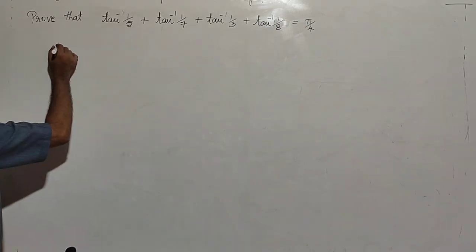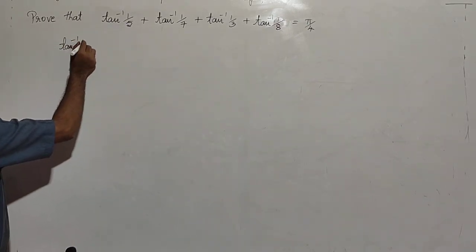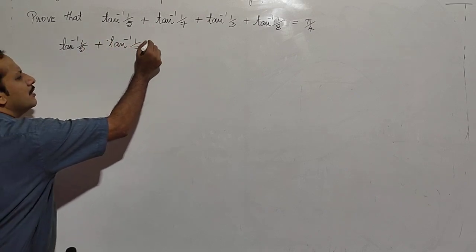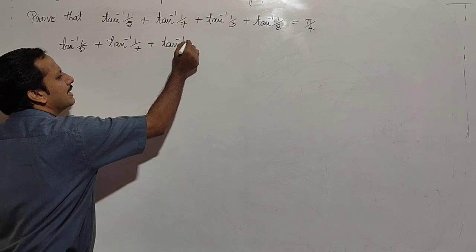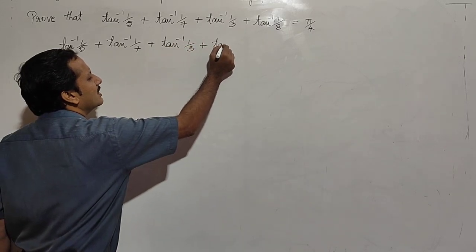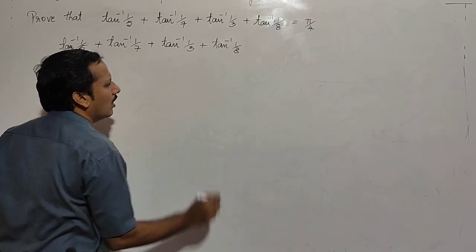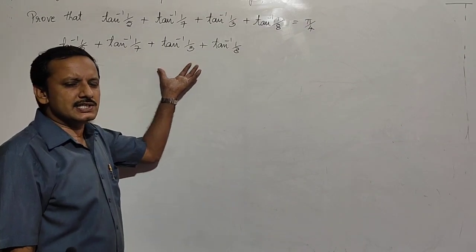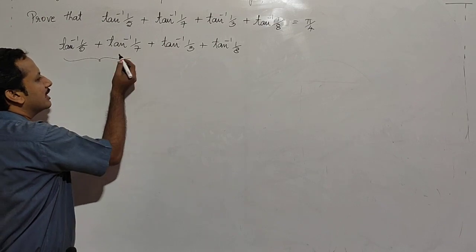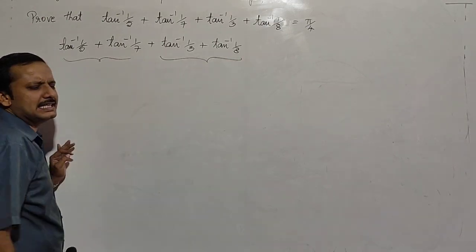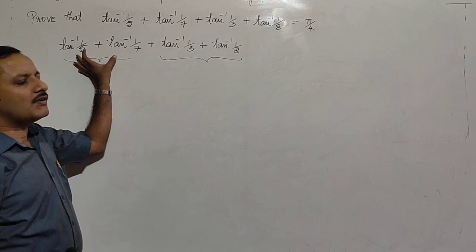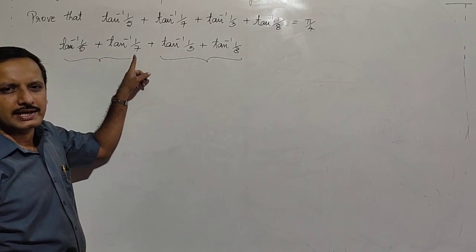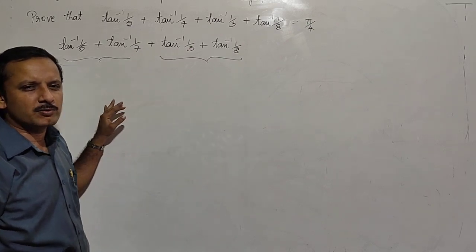I will take LHS. LHS is tan inverse 1 by 5 plus tan inverse 1 by 7 plus tan inverse 1 by 3 plus tan inverse 1 by 8. Okay. So here I have considered this LHS. I will consider these two terms and afterwards I will consider these two terms. Here, for these two terms, we can use the formula tan inverse x plus tan inverse y, which we used in our previous problem also.